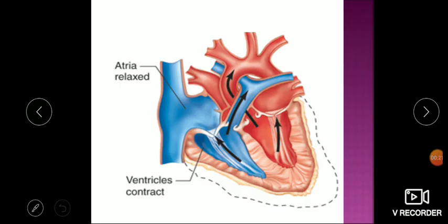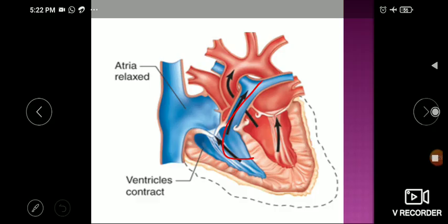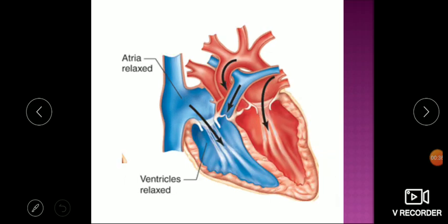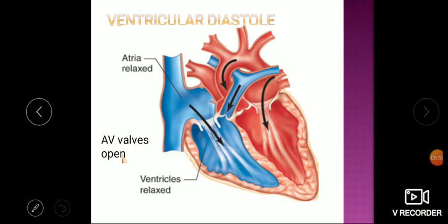One is ventricle systole, that is ventricle contraction, when blood is pumped from the right ventricle to the pulmonary circulation and from the left ventricle to the systemic circulation. And ventricle filling takes place during the diastole, that is relaxation. So the right atrium receives deoxygenated blood from the whole circulation, and the left ventricle receives blood from the left atrium, coming from the lungs, that is oxygenated blood. So this is the ventricular diastole.